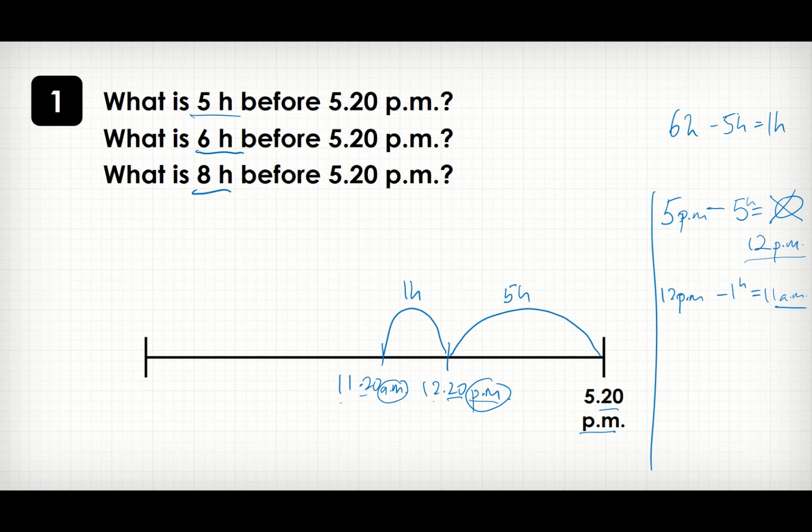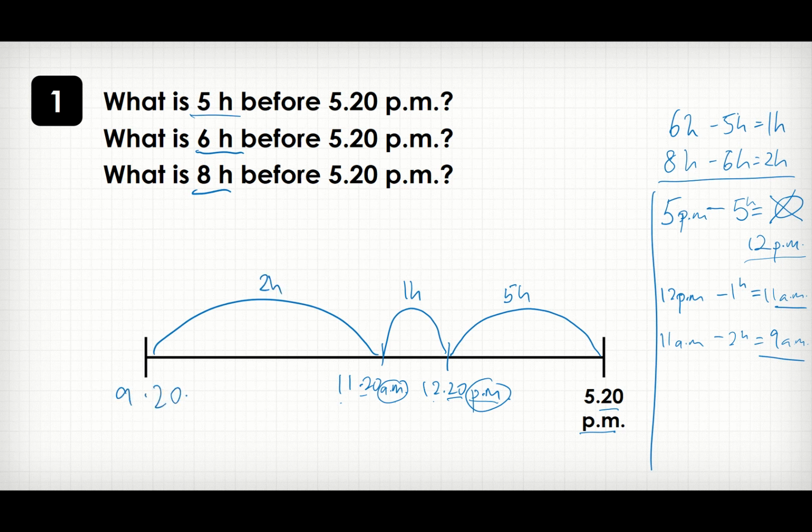What is 8 hours before 5:20 p.m.? 8 hours is 2 more hours from 6. So 11 a.m. minus 2 hours equals 9 a.m. If you go back 2 hours, that will be 9:20 a.m. We follow the a.m. The minutes remain the same, but the hour is now 9 a.m.